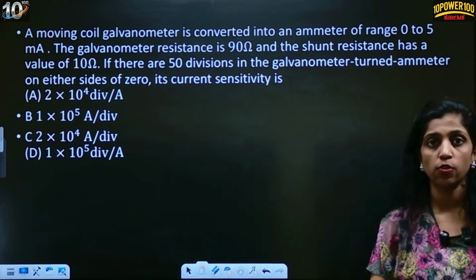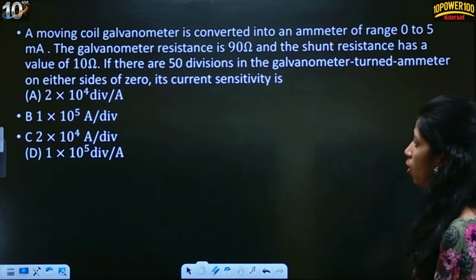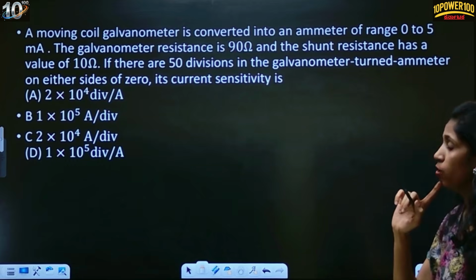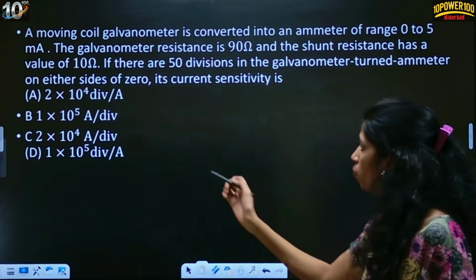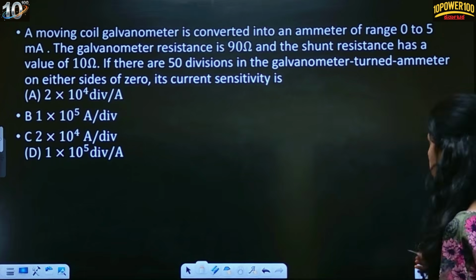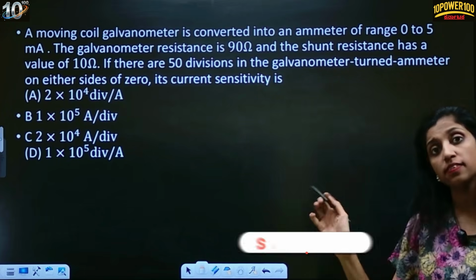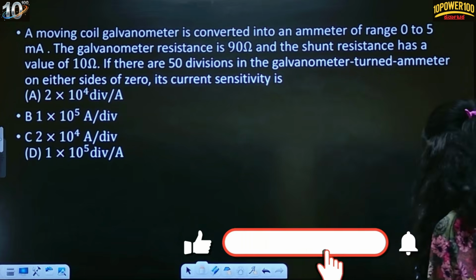And here they're asking you to find out the current sensitivity. So the current sensitivity value is needed. It is nothing but current per division. So you might get a value as option C. Okay, please try to do this. The same question I had done in my previous thing.